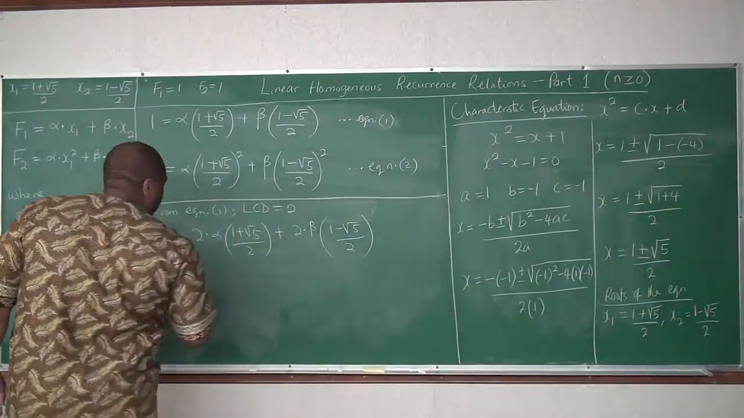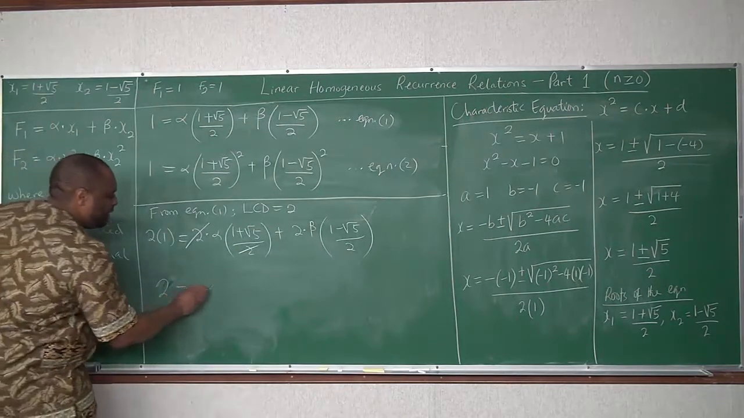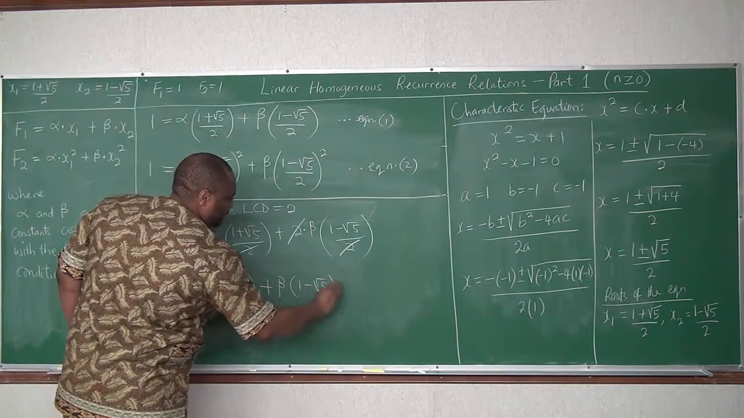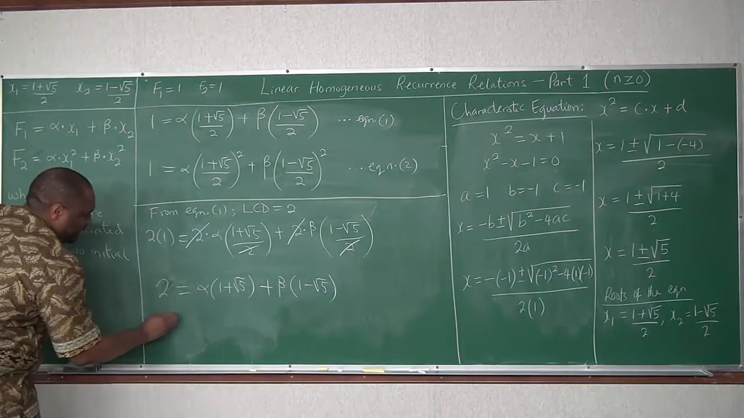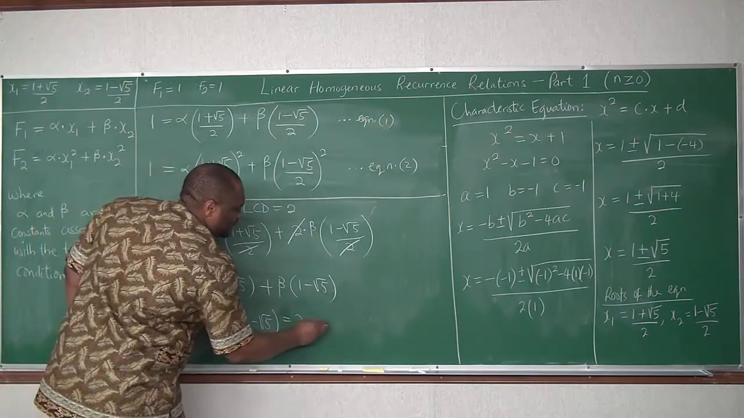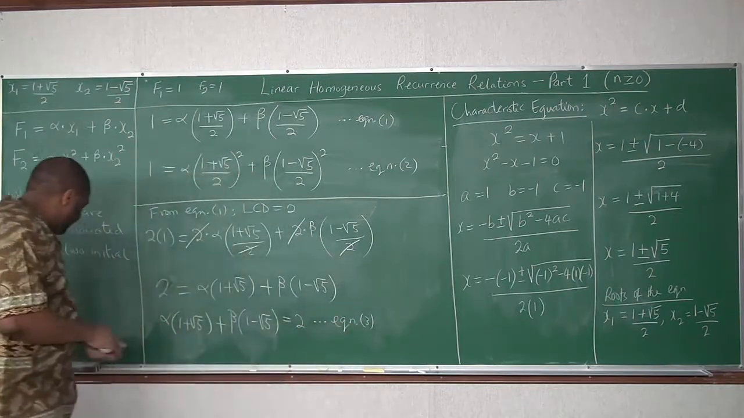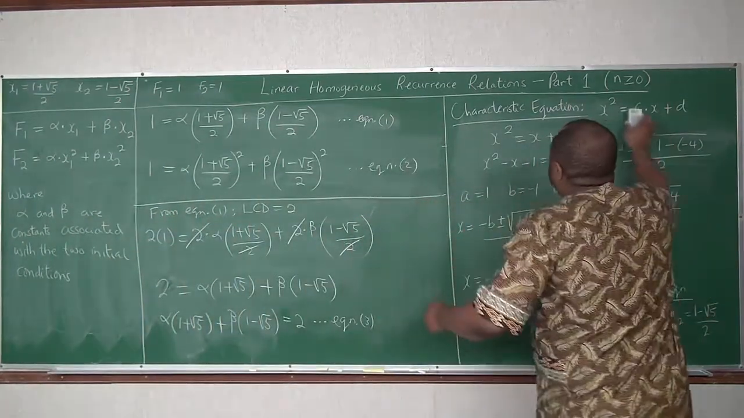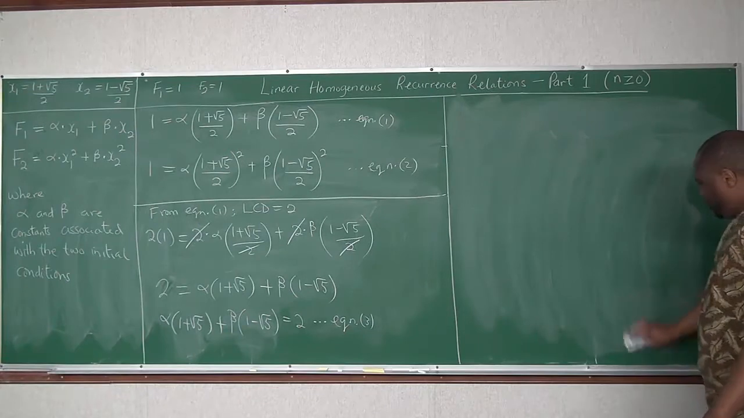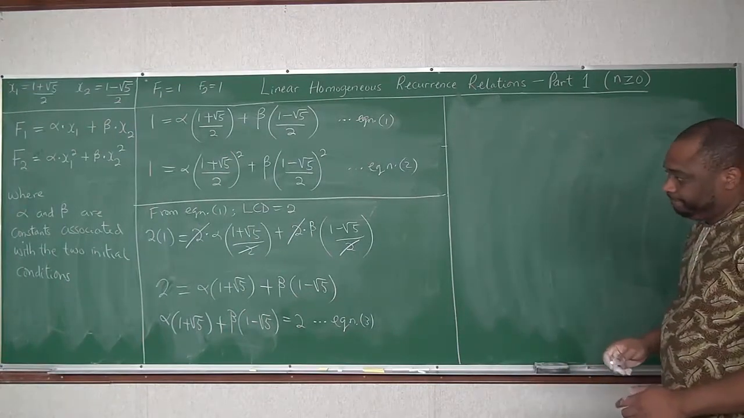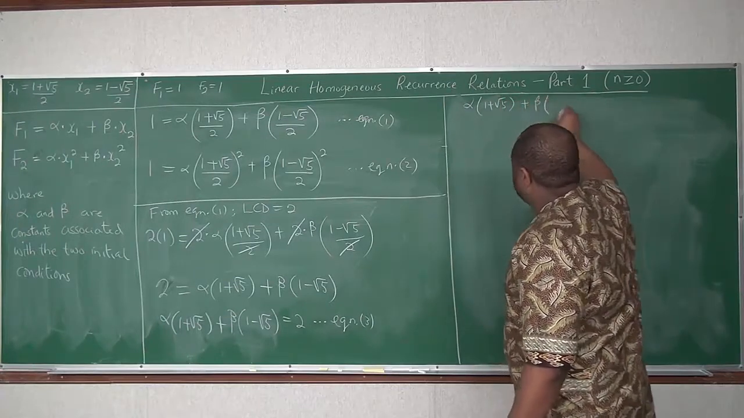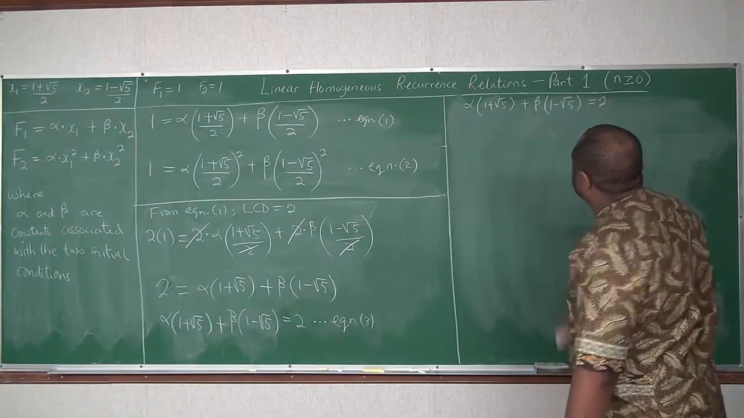So 2 is equal to, 2 divided by 2, that's gone. So this is alpha times (1 plus root 5) plus beta times (1 minus root 5). So I can now say that alpha times (1 plus root 5) plus beta times (1 minus root 5) is equal to 2. Let me call this equation 3. So I will erase this. So I have alpha times (1 plus root 5) plus beta times (1 minus root 5) equal to 2. Equation 3.